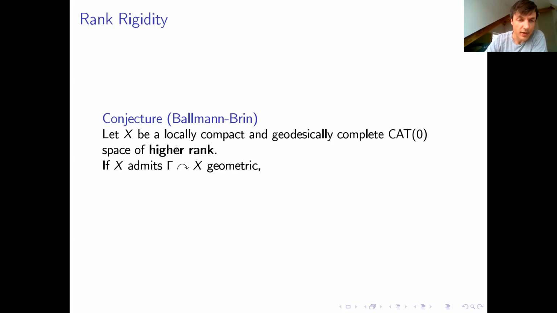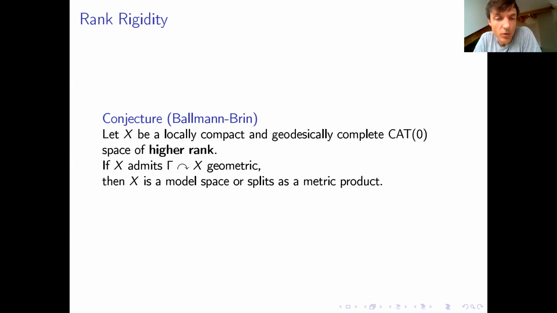And then if there's enough symmetry, here I just give a simplified version. Here I ask that there's a geometric group action. That means it acts properly discontinuously and co-compactly by isometries. What you should think of is maybe the action of the fundamental group of a compact Riemannian manifold on its universal cover by deck transformations. So in this case, there is really only these model spaces. You can always have a metric product, as we saw, to produce higher rank, but apart from that, there should only be symmetric spaces and Euclidean buildings. So this is why it's called rank rigidity, I guess, higher rank rigidity.